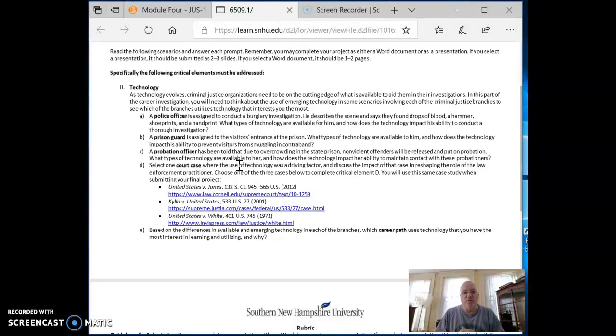So you have to do one of those. Choose one of the cases below, and you'll use this as a case study for submitting your final project. And then lastly, based on the differences in available and emerging technology in each of these branches, which you just read about, which career path uses technology that you have the most interest in learning and utilizing, and why? So you just pick police officer, prison guard, probation officer. Okay, pick one. All right, then why? Couple sentences.